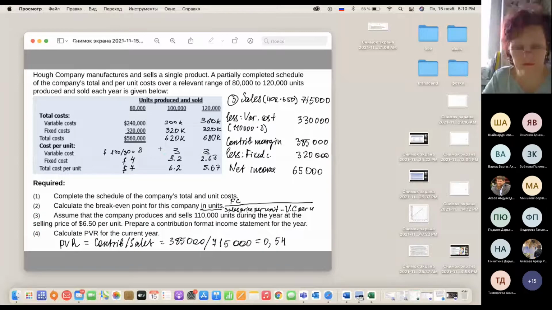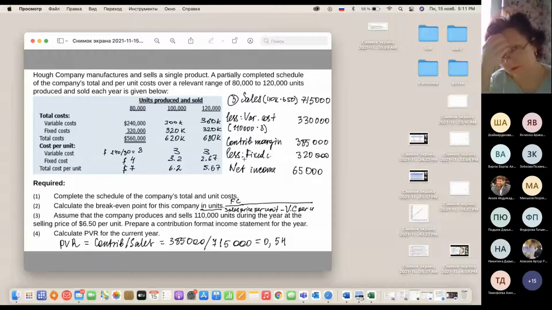Yeah. Okay, let's do. So can you see my screen? Yes. I'm sorry for handwritten. So first of all, we need to fill the table. And how I did that. First of all, I counted variable cost. As you can see, I divided variable cost total by the number of units and got $3 per unit. Then I as well counted fixed cost: this 320,000 divided by 80,000 and got $4.